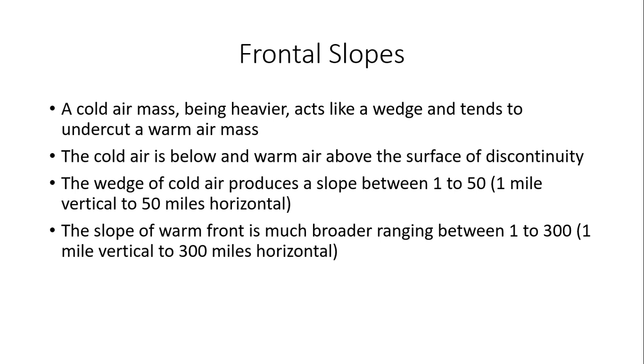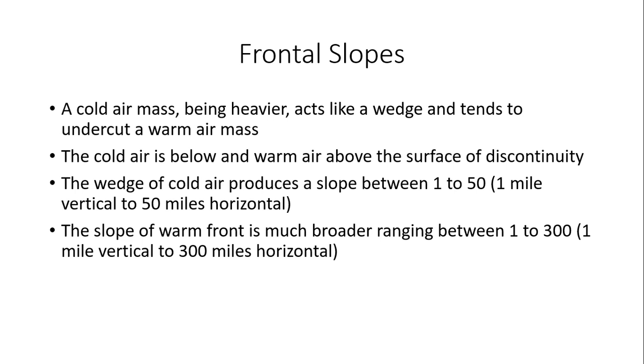Now, the wedge of cold air is going to produce a slope on the order of 1 to 50. So that first number, the 1, represents 1 mile in the vertical. So if I were to be standing on the ground, I look straight up overhead, up to the sky, that's 1 mile high, okay, in the vertical. The 50 refers to 50 miles in the horizontal. So now I'm looking straight at the horizon, straight ahead, and that's going to be the horizontal view.